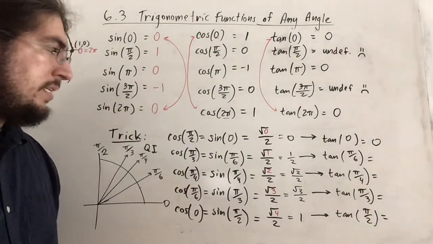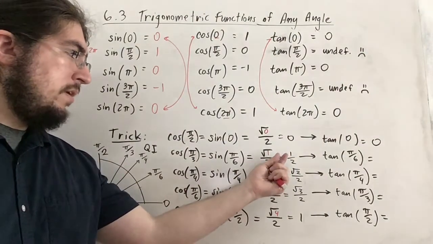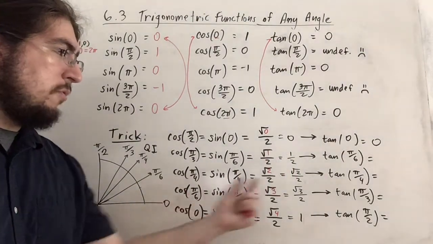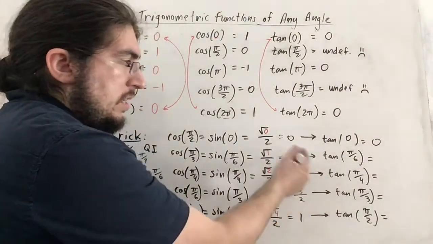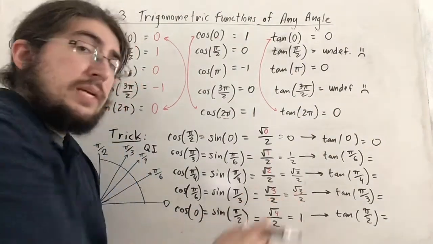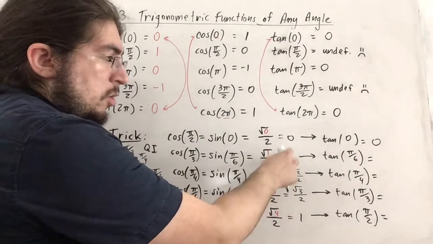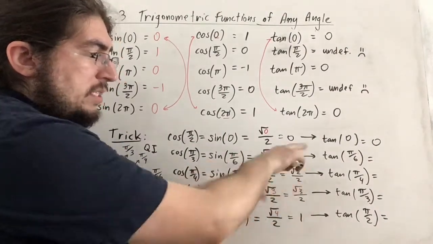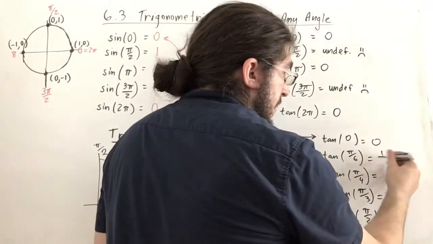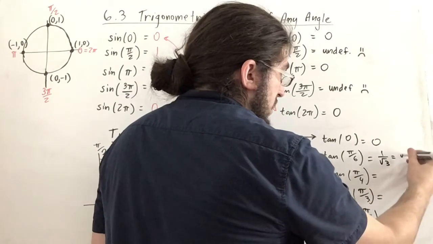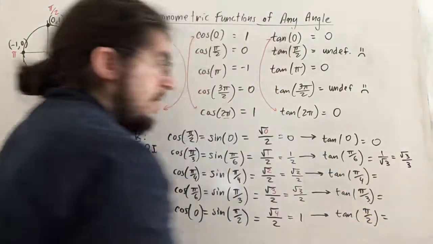Tangent of pi over 6, sine of pi over 6 is 1/2. Cosine of pi over 6 is radical 3 over 2. So this is this multiplied by the reciprocal of this, because when you divide fractions, you multiply the top by the reciprocal of the bottom. So if you reciprocate this, the 2's cancel, you get 1 over radical 3, which if you rationalize, of course, is the same as radical 3 over 3.